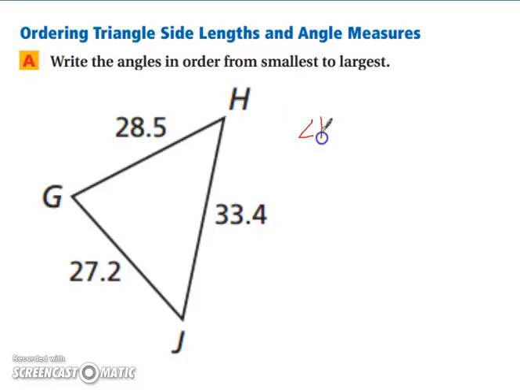Hopefully you got that angle H is going to be the smallest angle because it's across from the shortest side, and then the next largest would be angle J, and then angle G. Let's try doing it with sides as well.